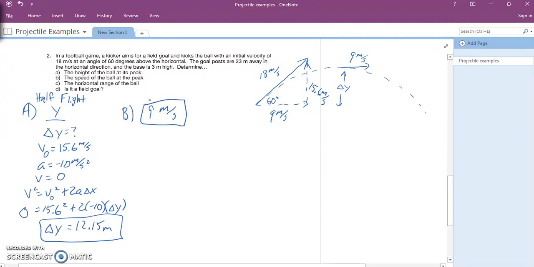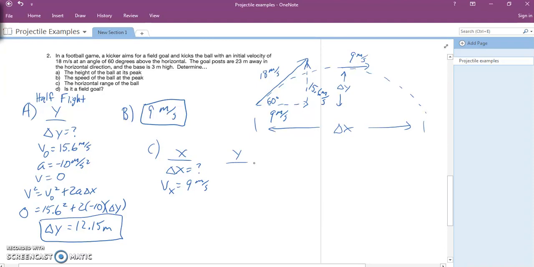Part C, the horizontal range of the ball. So here we're looking for that total horizontal range. I'm going to try to squeeze all this in right here. For that, that's in the x direction, so we're looking for that delta x. We know the velocity in the x direction is 9 meters per second. We need to know something else, and that's going to be time. In the x direction, we only have 3 things: displacement, velocity, and time. So we can get that time from the y direction.